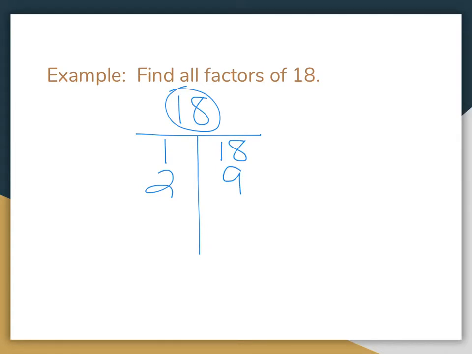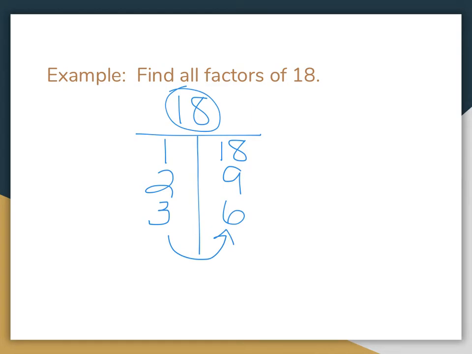Then after 2 is the number 3. Does 3 go into 18? It does. So I put 3 here, and we list its factor pair, 6, on the other side of the T. 3 times 6 is 18. Then we keep working our way up on the small side. After 3 comes 4. 4 does not go into 18. After 4 comes 5. 5 does not go into 18. After 5 comes 6. Well, 6 does go into 18, but it's already on the other side of the T, so I know I'm done.